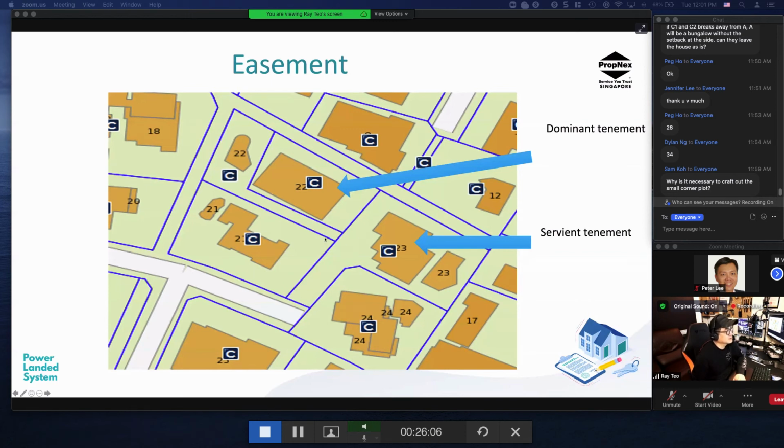With easement, you have a dominant tenement and a servient tenement. Do take note, when you buy plot 22, in the title you cannot find any easement, because it's not registered inside the title for the dominant tenement. But for the servient tenement, it is registered inside the title as a restrictive covenant not to block the access of unit 22. This will carry forward to the next buyer.